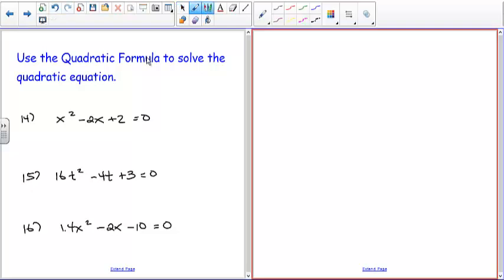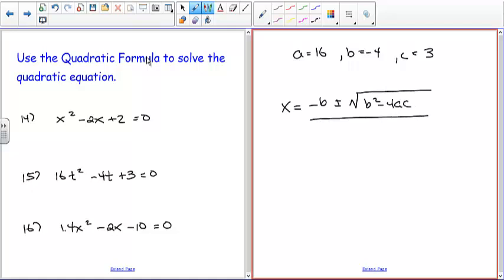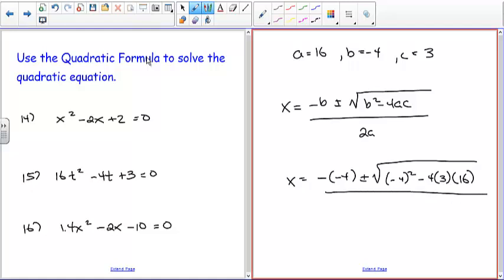Okay, so the next one, a is equal to 16, b is equal to negative 4, c is equal to 3. So we get x is equal to minus b plus or minus the square root of b squared minus 4ac all over 2a. So you get x is equal to minus a negative 4 plus or minus the square root of negative 4 squared minus 4ac, or ca, all divided by 2 times a.